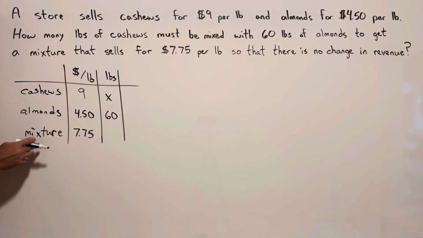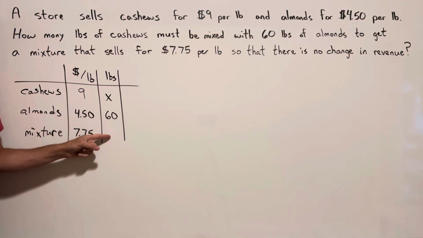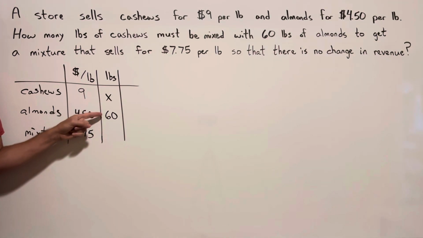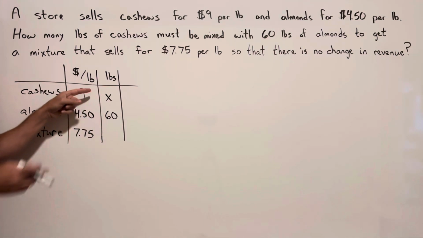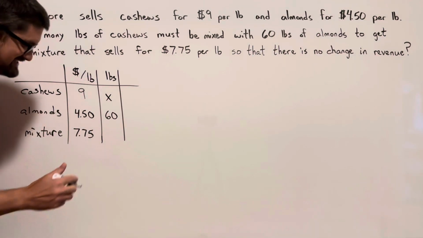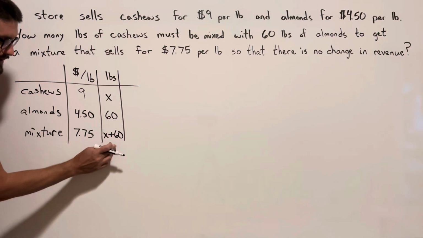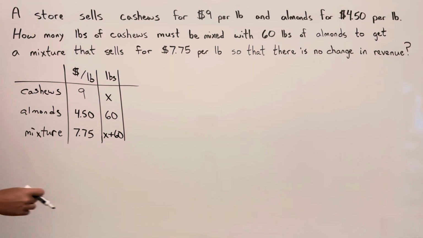And then the mixture, since I'm combining them together, I can write this in terms of the other 2 pounds. I'm mixing X pounds with 60 pounds to get X plus 60 pounds. This is going to be X plus 60 pounds for the final mixture.